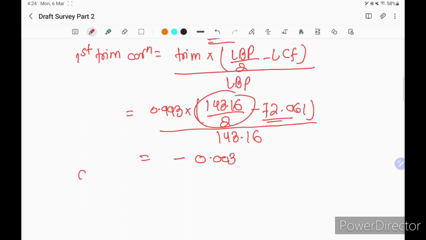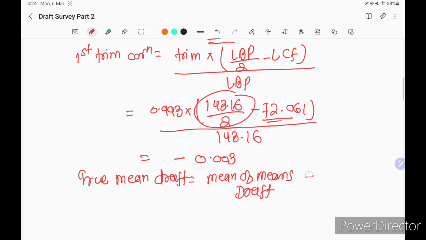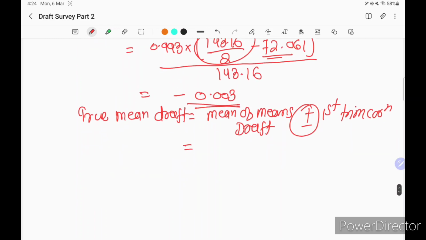Now we'll calculate the true mean draft. True mean draft is equal to mean of mean draft plus or minus first trim correction. So how will we decide plus or minus? Since the first trim correction is negative, we will use negative. Mean of mean draft 6.535 minus 0.003 is equal to 6.532 meter.